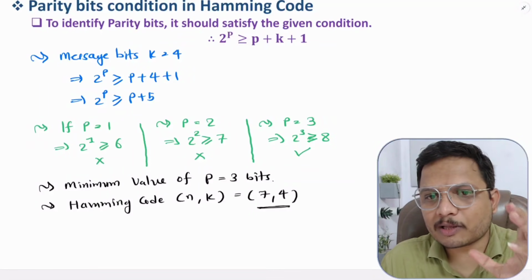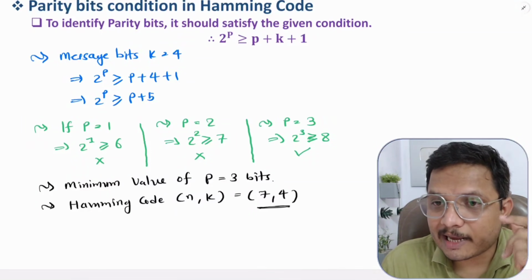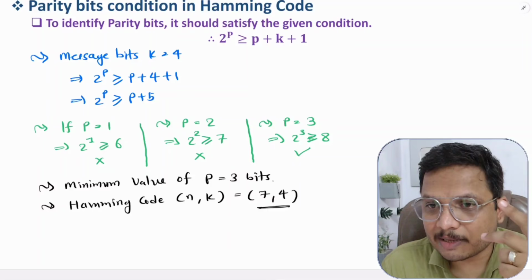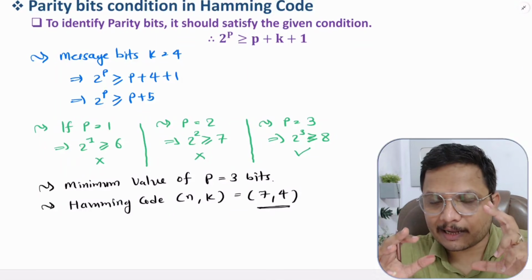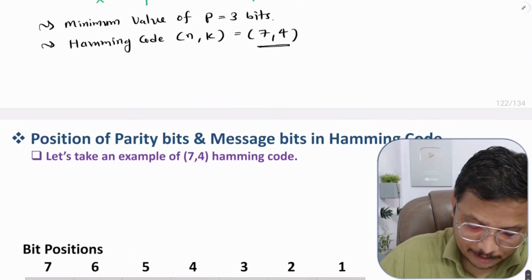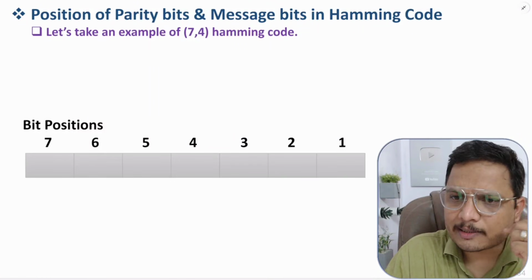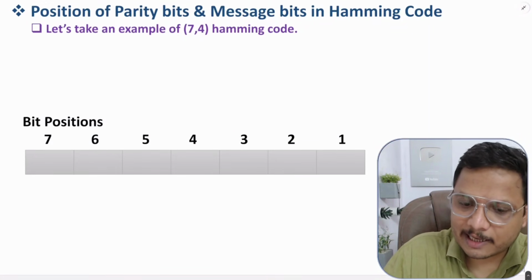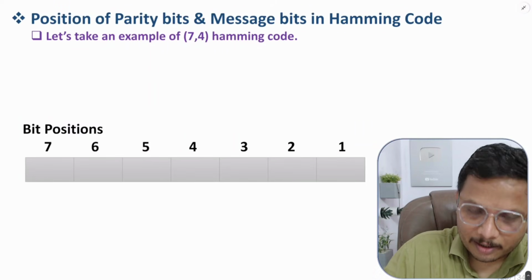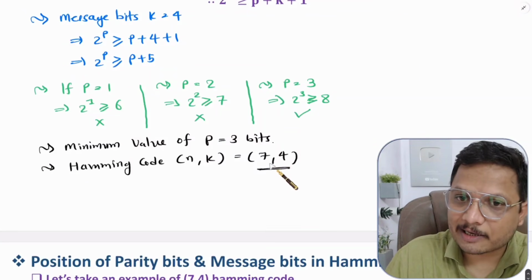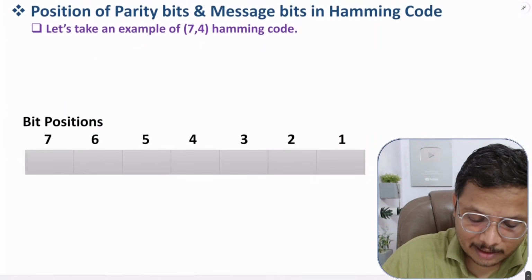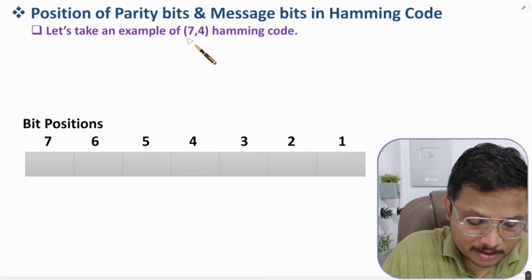So right now we have understood how many parity bits there will be along with the message bits and how that code will be, right? Now let us try to understand how the positions of the parity bits and message bits will be. So here I'll be considering the same example, the (7,4) code. I have explained how it is getting constructed. Now let us try to understand the positions.